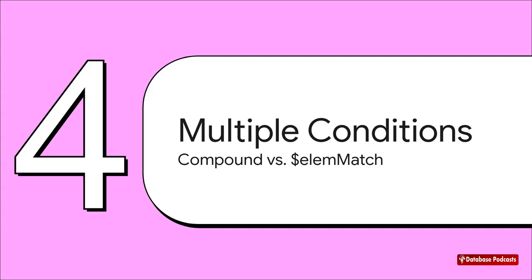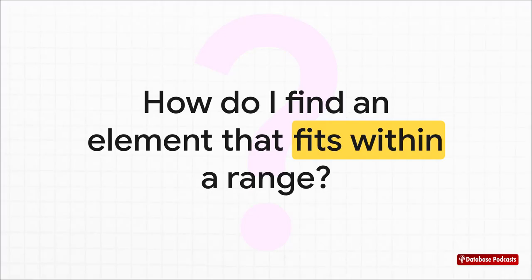Okay, this next part is really important, especially if you're used to thinking in SQL. When you apply multiple conditions to an array, it can mean two very different things, and you have to know which one you want. Let's stick with our scores example. How do you find employees who have a score that's, let's say, greater than 23, but also less than 27? Now, you can write this query in two ways, and they give you very different results.